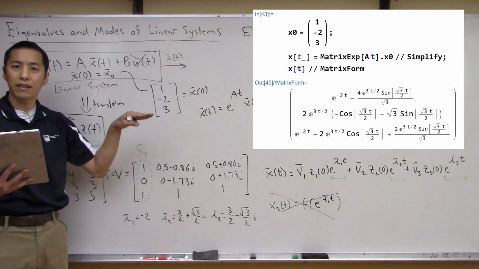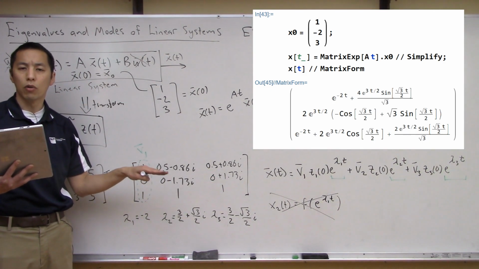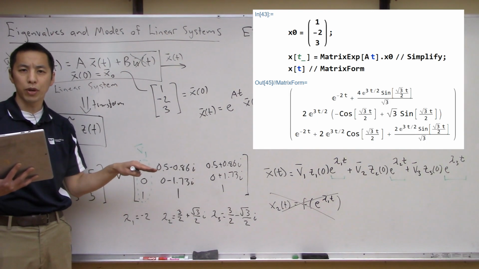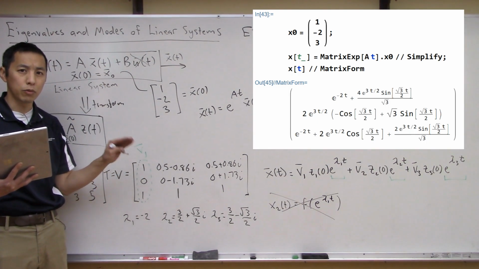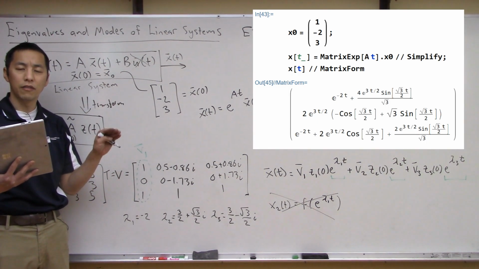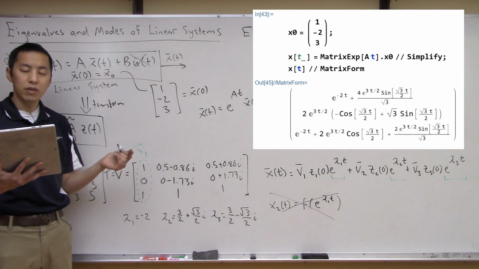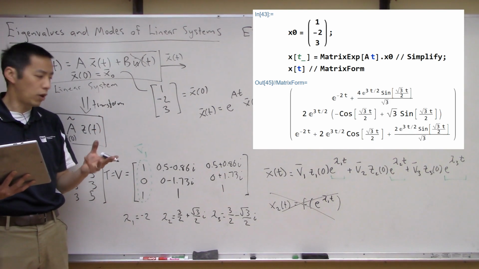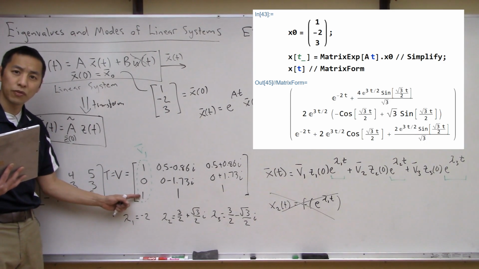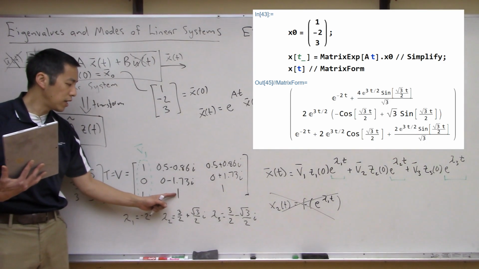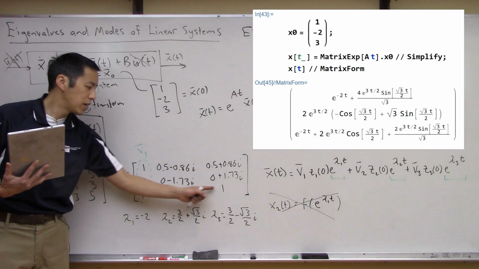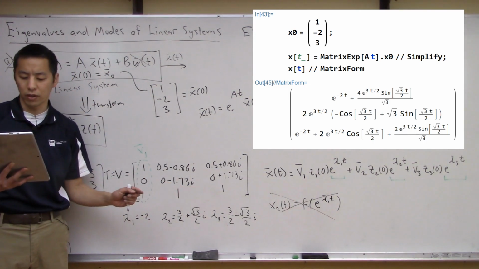And then similarly, lastly, we can do the same analysis for the bottom entry, the third element, which is the x3 of t response. Again, you see that e to the negative 2t shows up because that participation factor is non-zero, and you see the oscillations show up as well because those participation factors are non-zero.